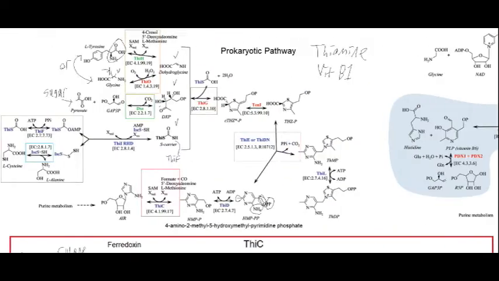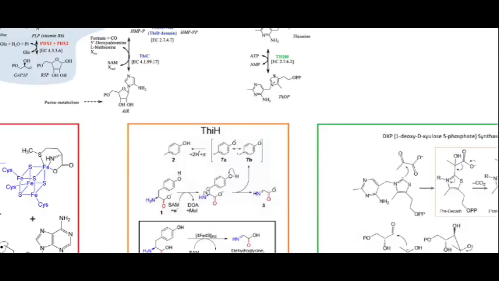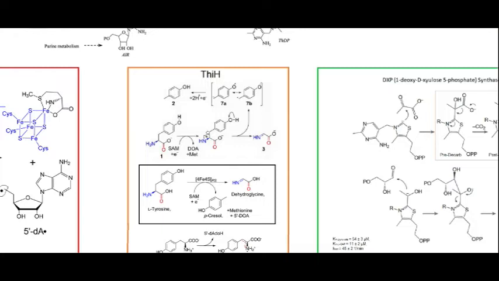But let's get back to this THIH here, which is to generate our dehydroglycine, which is this species here. And so the structure I have actually shows a tryptophan in it, but the reaction mechanism would be the same essentially. And so we're taking tyrosine here and using another S-adenosylmethionine radical. Just like we did with the THIC, we are generating a radical here.